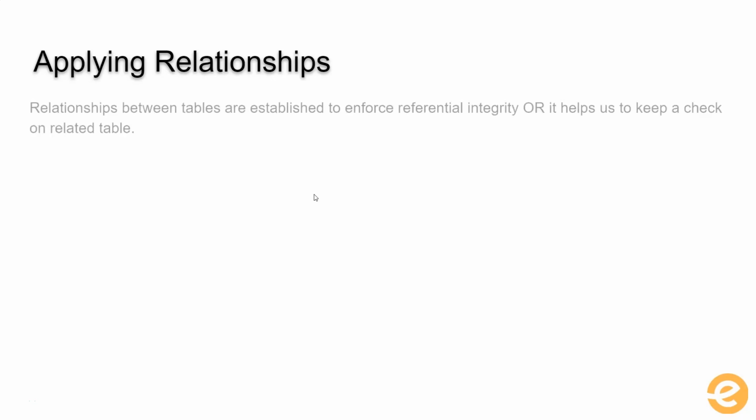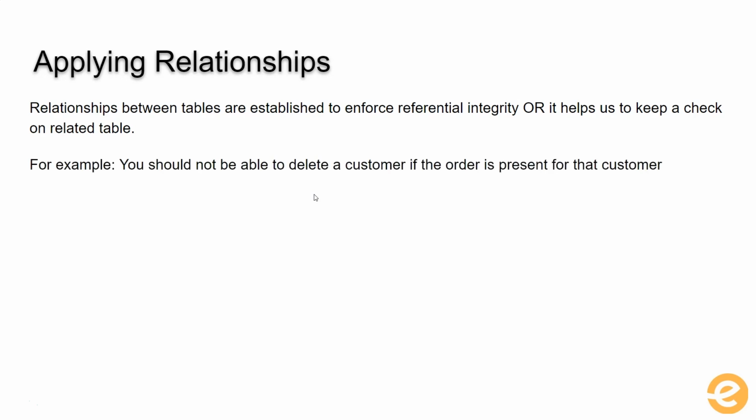Applying relationships within the table. Relationships between tables are established to enforce referential integrity, or if I say in simple words, it helps us to keep a check on a related table. For example, you should not be able to delete a customer if an order is present for that customer.